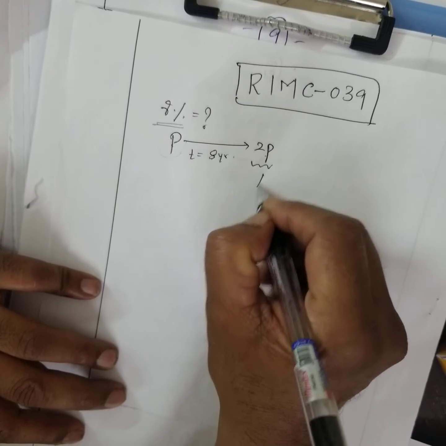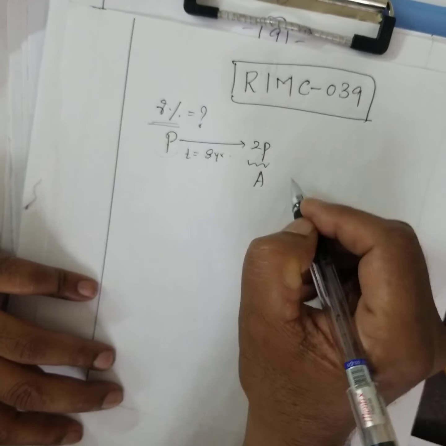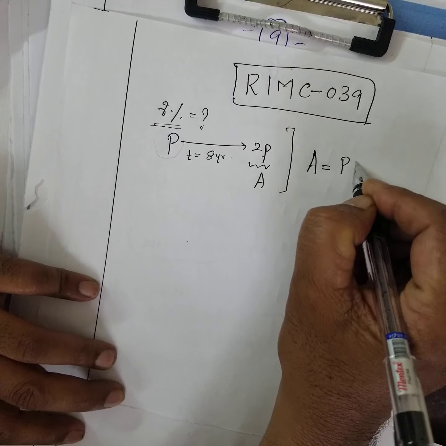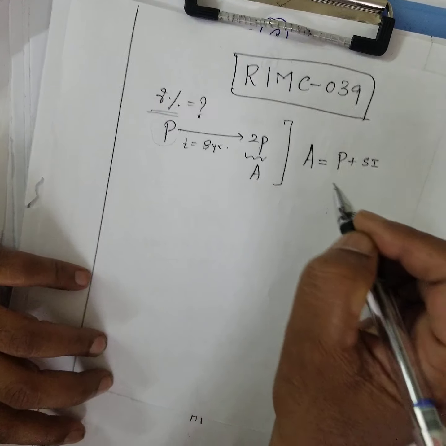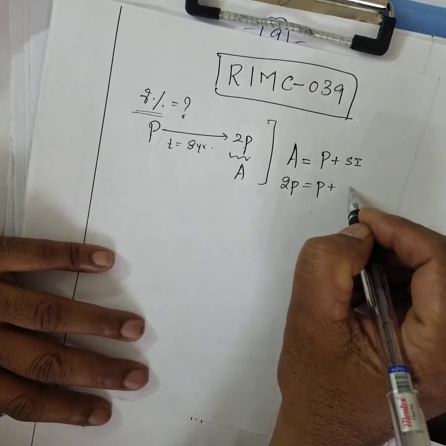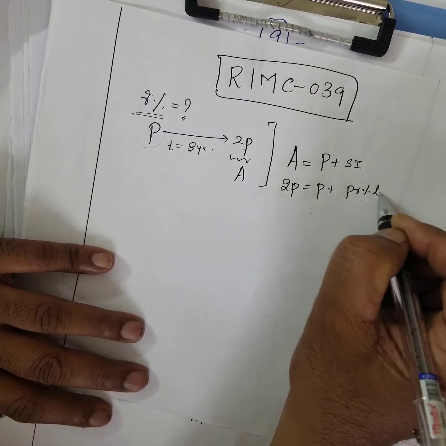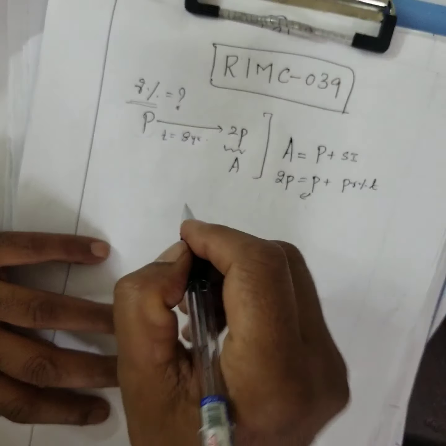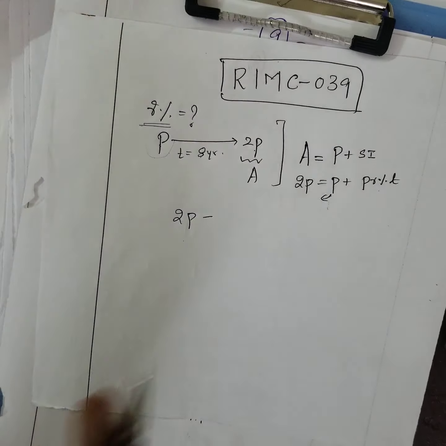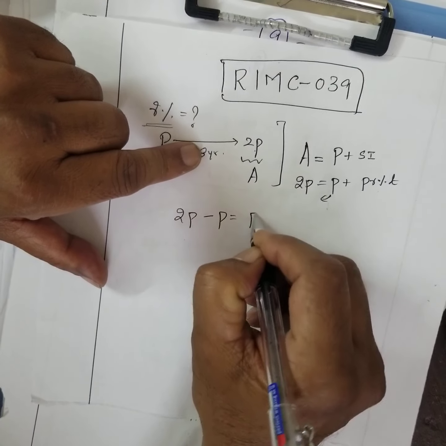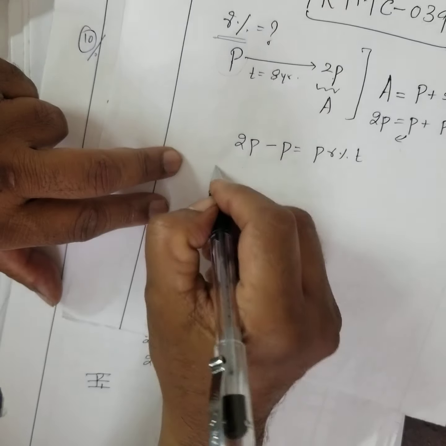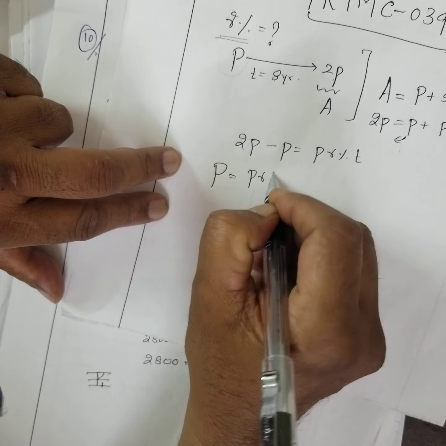Here, the amount is 2 times the principal. What is the formula for amount? Amount is given by principal plus simple interest. Amount is 2P, correct? Simple interest is PRT by 100. You bring this side: 2P minus P is equal to P R percent into T. 2P minus P is what? P. So P is equal to P R percent into T.